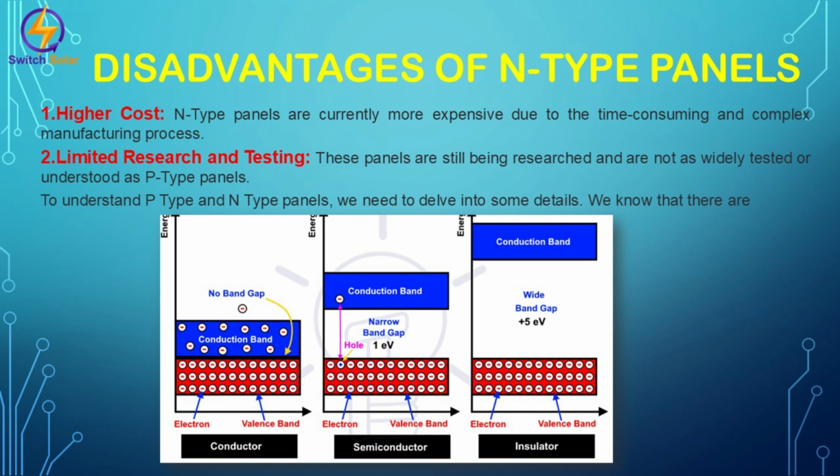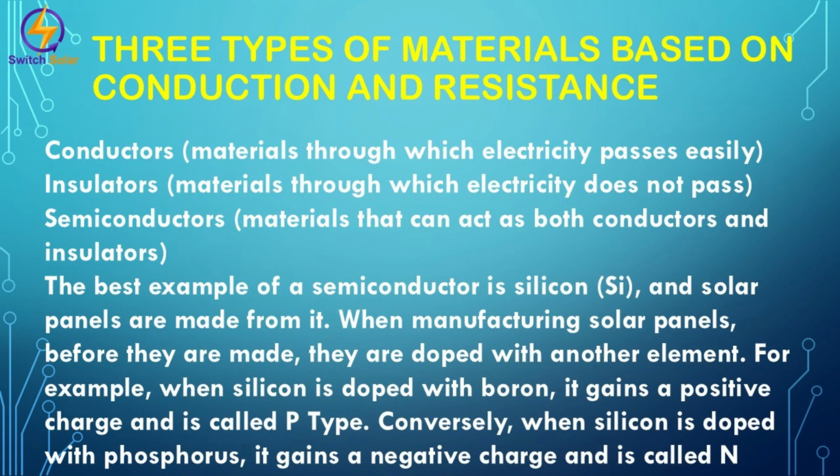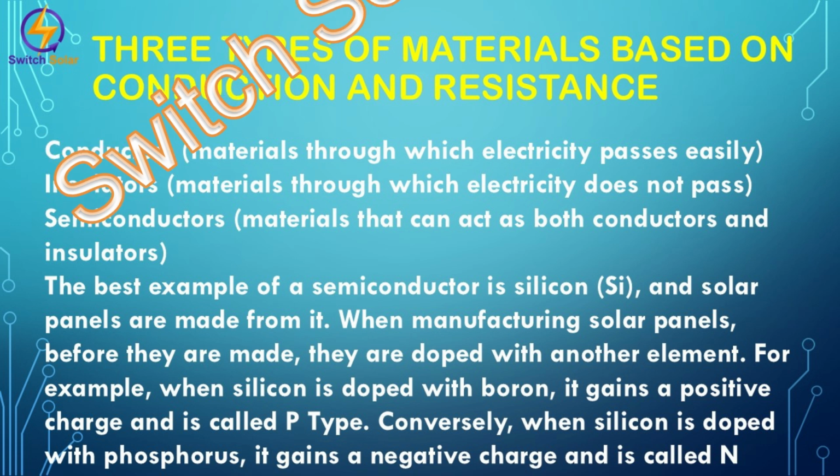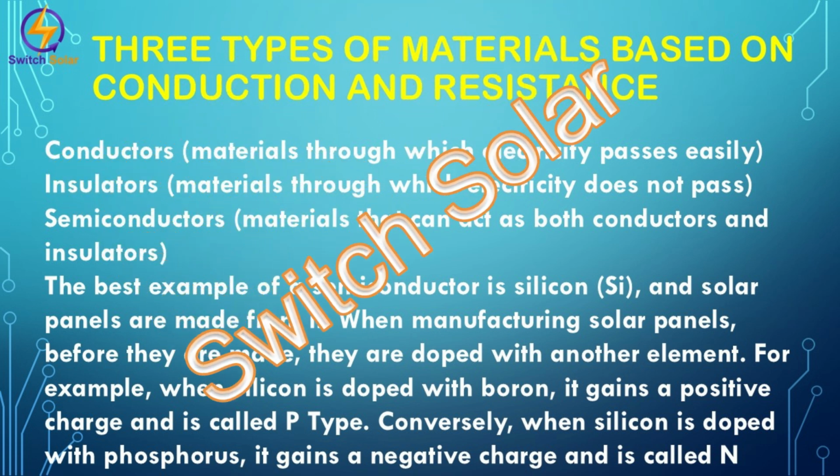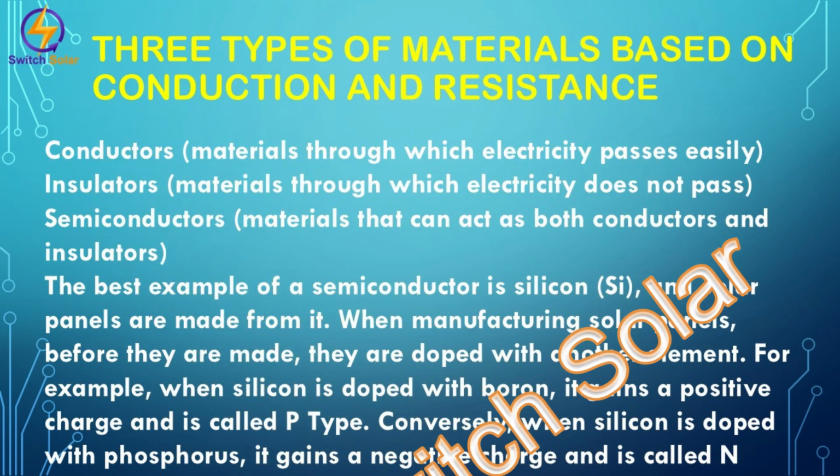We know that there are three types of materials based on conduction and resistance. Conductors: materials through which electricity passes easily. Insulators: materials through which electricity does not pass. Semiconductors: materials that can act as both conductors and insulators. The best example of a semiconductor is silicon, and solar panels are made from it.